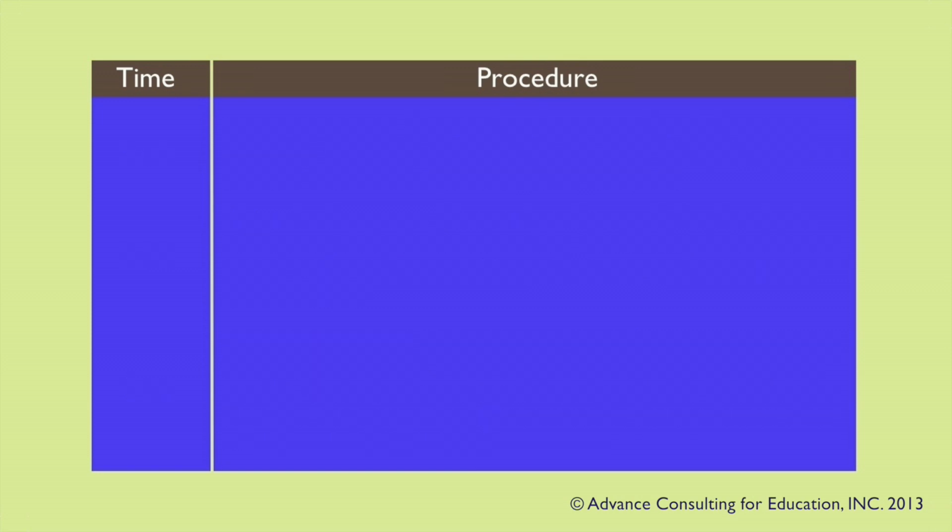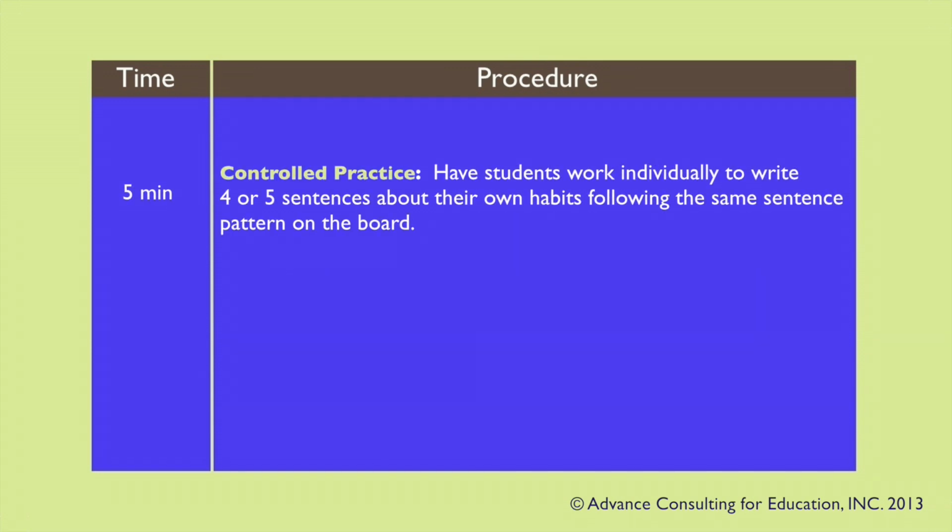For the next step, students are going to complete a controlled practice activity. They're going to work individually to write 4 or 5 sentences about their own habits following the same sentence pattern that you've now got on the board. So we're focusing on form, and it's productive, the same as the previous step.